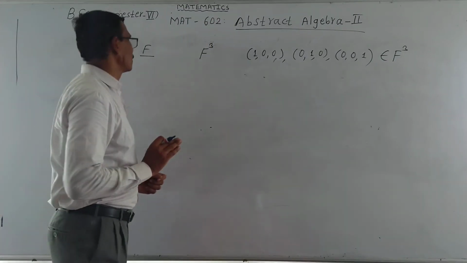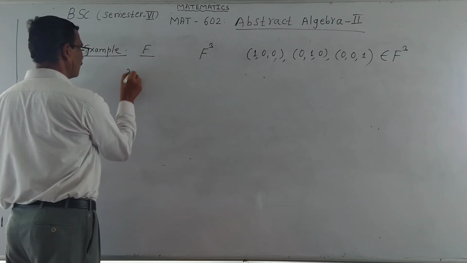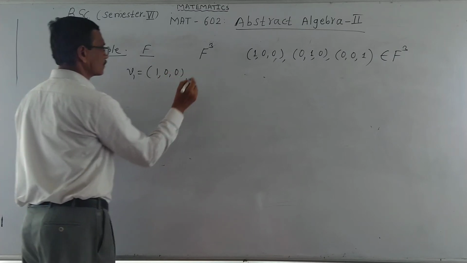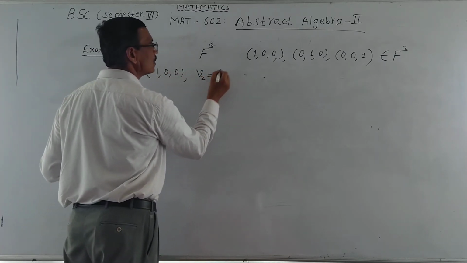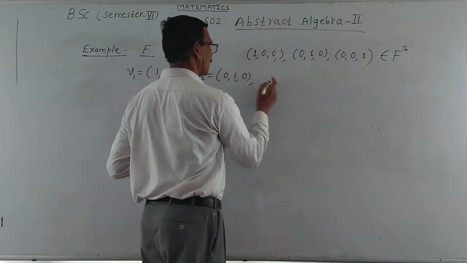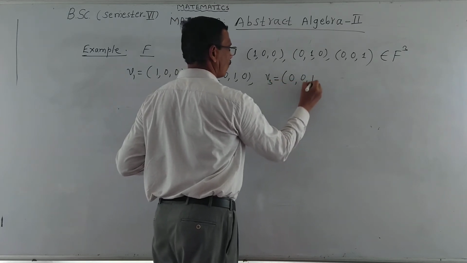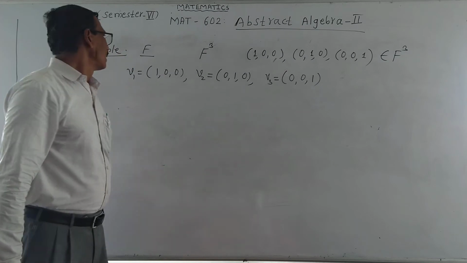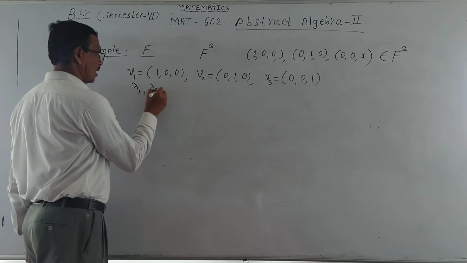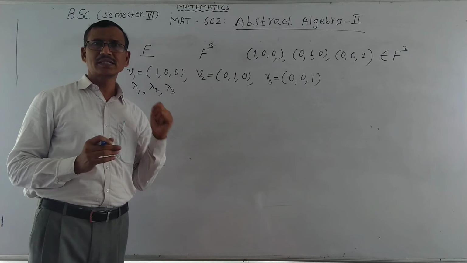equal to 0. Now, if we consider our definition, what is V1? V1 is the vector (1, 0, 0). V2 is the other vector (0, 1, 0), and V3 is the third vector, V3 equals (0, 0, 1). Okay? Now consider lambda 1, lambda 2, lambda 3. Because there are three vectors, we have to consider three scalars.